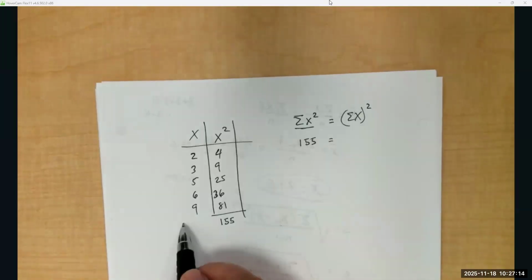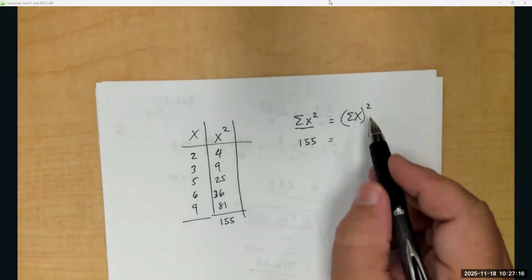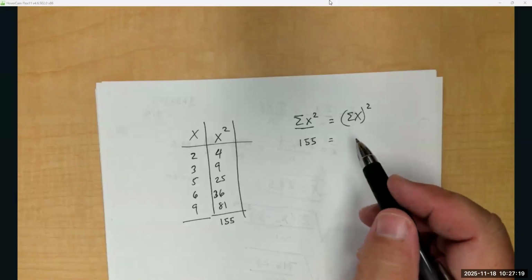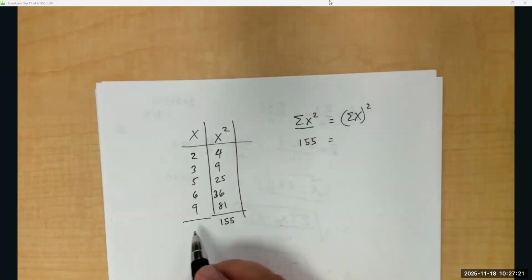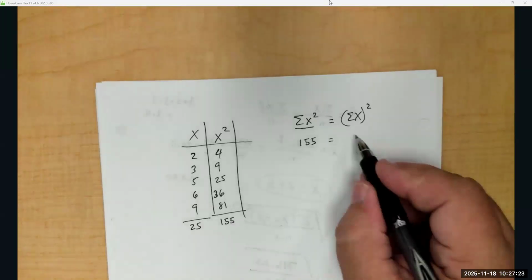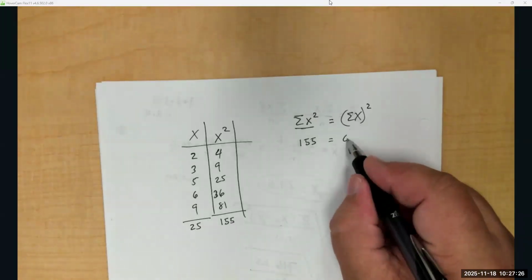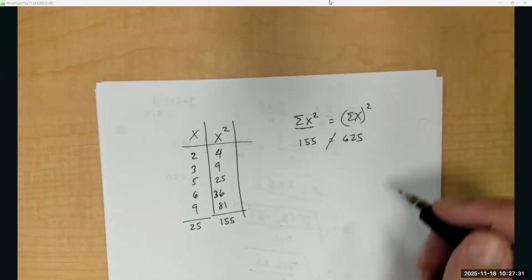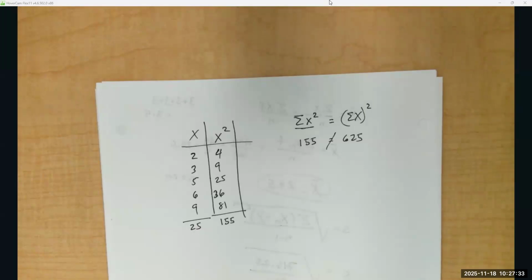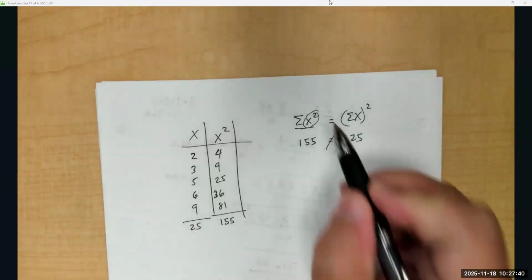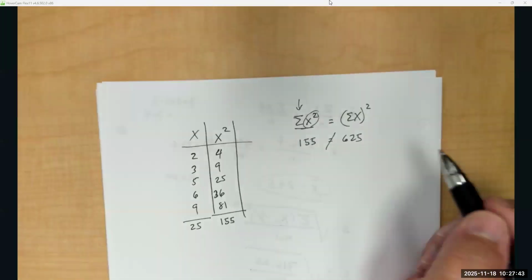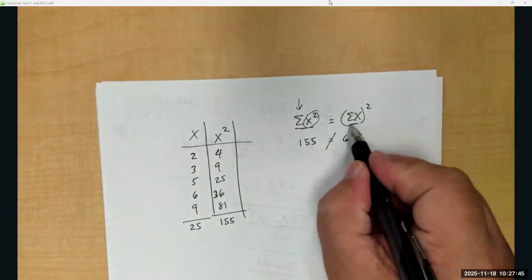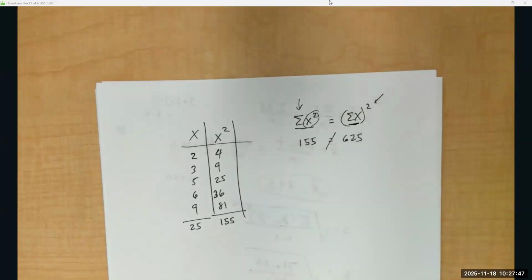The other one says let's add them all up first and then square it. So it's 25. So 25 squared is... are they equal? No. So yes, it has to do with the order of operations. You have to be very careful about that. This one says you square x first and then add it. This one says I add up all my x's and then square it.